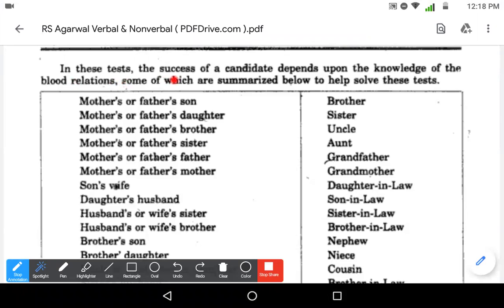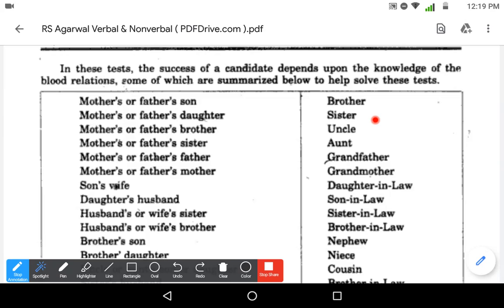In these tests, the success of the candidate depends upon the knowledge of blood relations, some of which are summarized below to help solve these tests. So these are the basic relations that you can understand. Let us go through these things. This knowledge will help you solve the problems under blood relations much better. So firstly, mother's or father's son is a brother. And one more tip: you can imagine yourself as one person in the problem, or fix one person in the problem, so that you can understand all the other people around them. I will explain that when we start solving the problems.